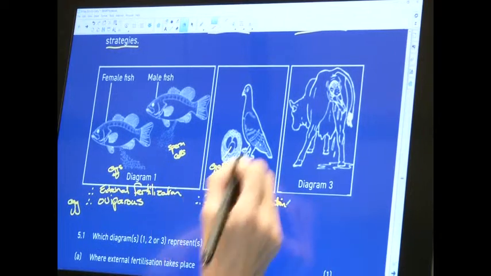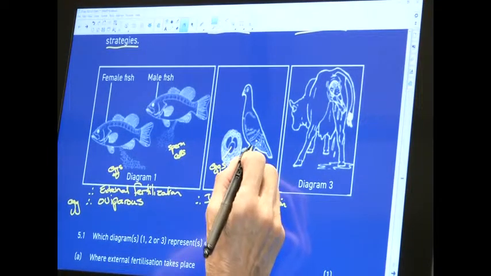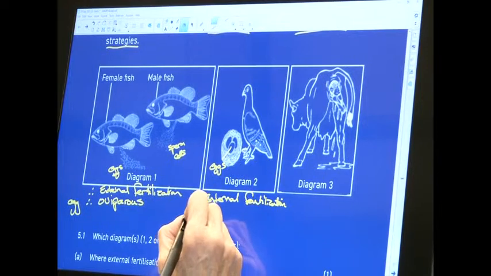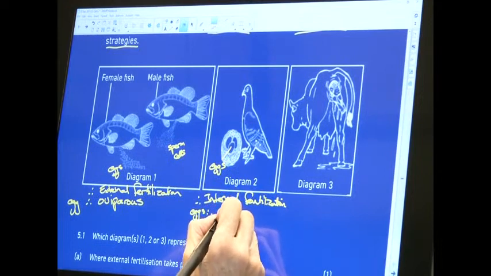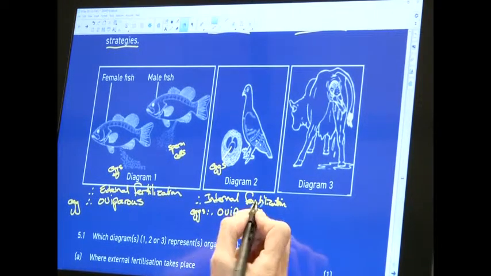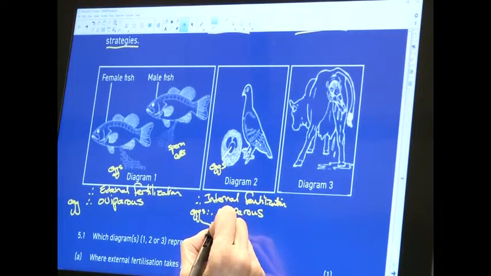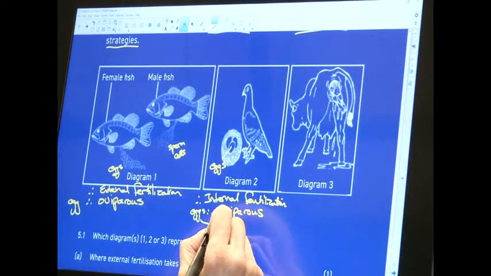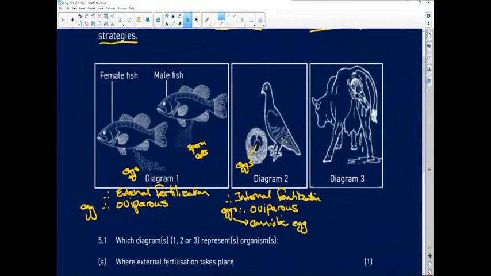The male uses a copulatory organ and inserts his sperm cells inside the female through her cloaca, and we have eggs, and therefore it's oviparous. And those eggs are very special because they are what we call amniotic eggs, and they are an assistance for living on land.